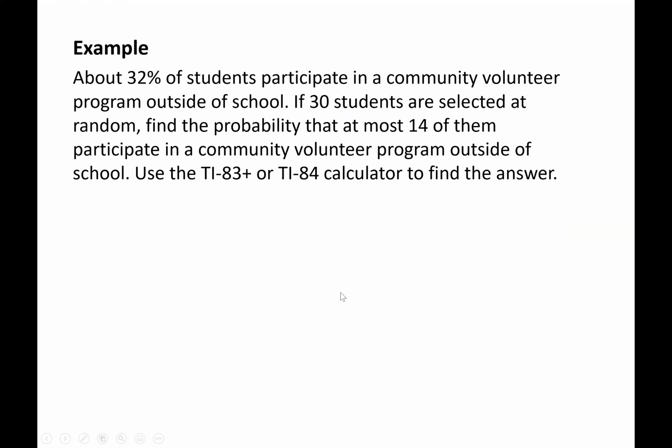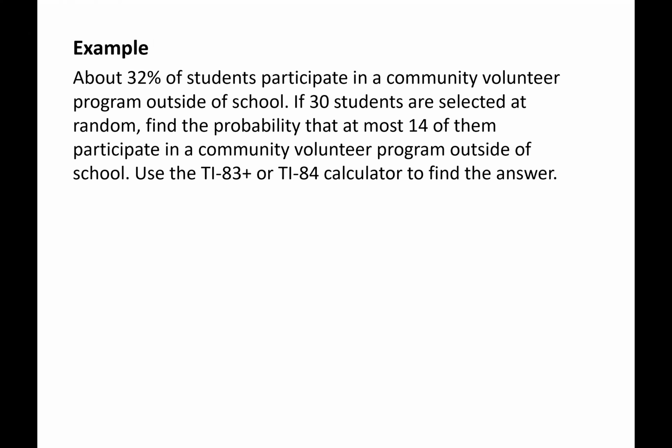Let's look at this example here. About 32% of students participate in a community volunteer program outside of school. If 30 students are selected at random, find the probability that at most 14 of them participate in a community volunteer program outside of school. And we are going to use our calculators to find this value.